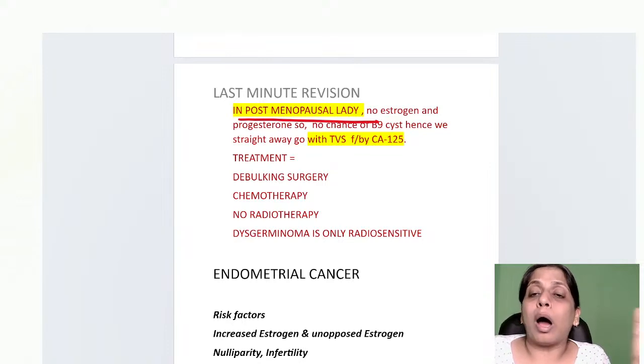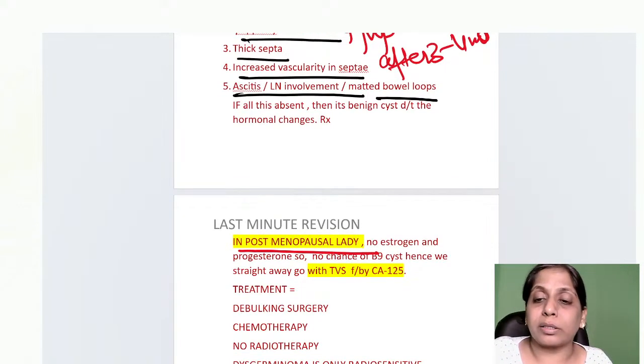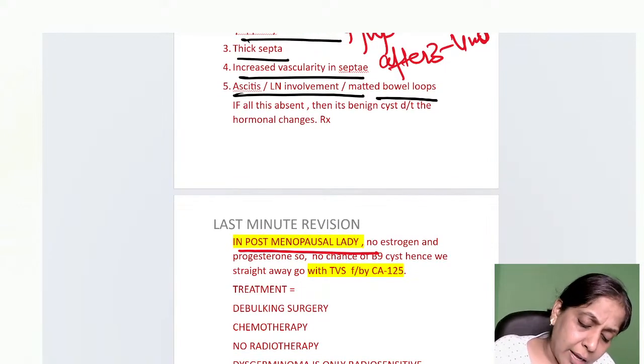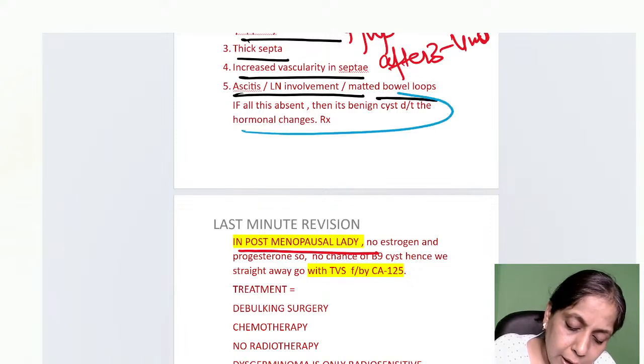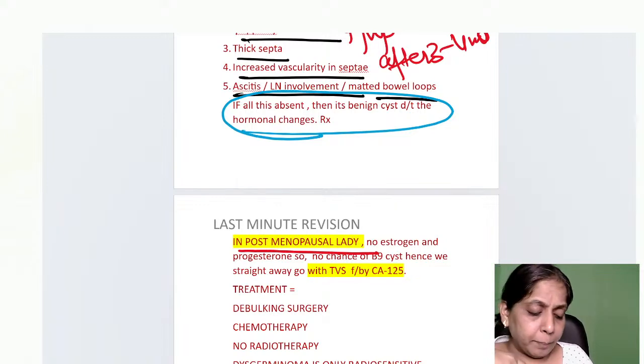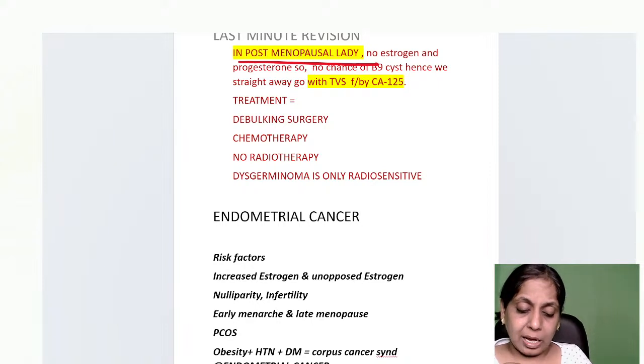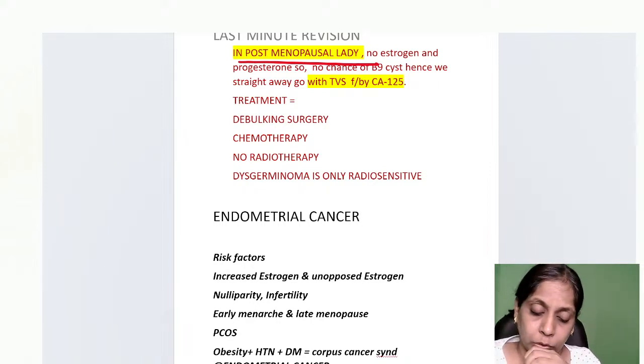If in the postmenopausal lady they ask you what you will do with the adnexal mass: in the reproductive lady, you are doing only ultrasound and your management depends on ultrasound. If ultrasound says it is benign, you accept that it is benign, because in a reproductive age lady there are a lot of hormonal changes. So you accept that due to those hormonal changes there might be a mass formed. But in the postmenopausal lady, there are no such hormonal changes.